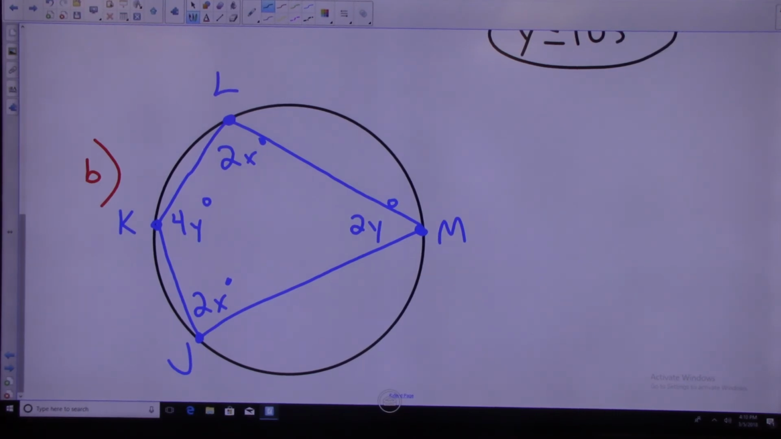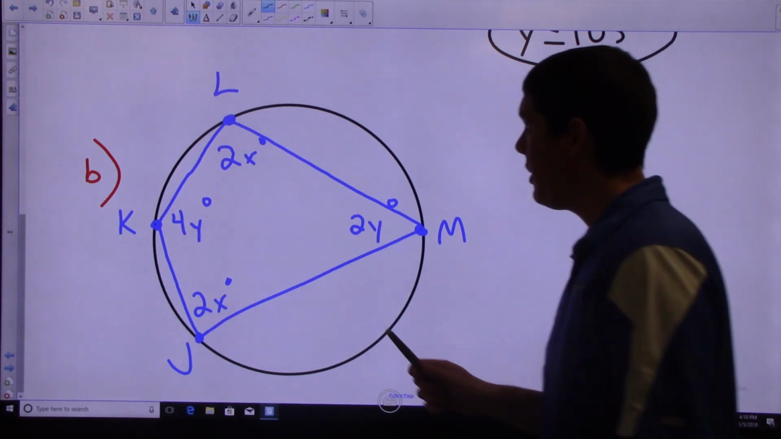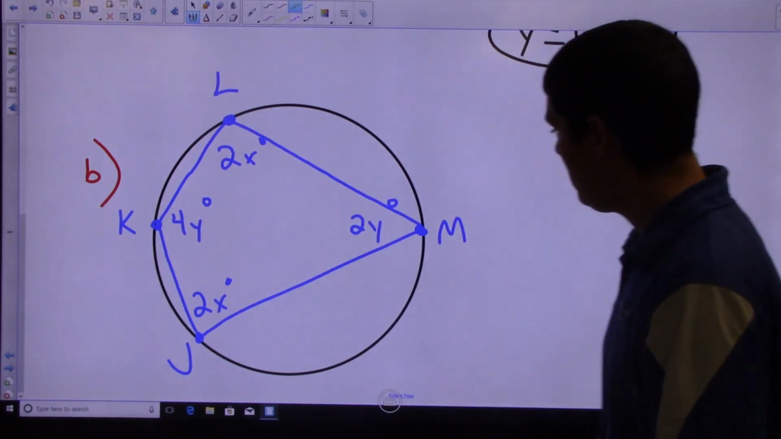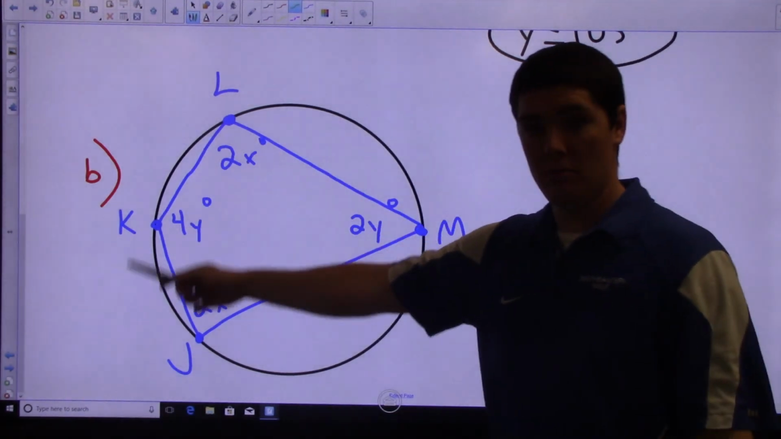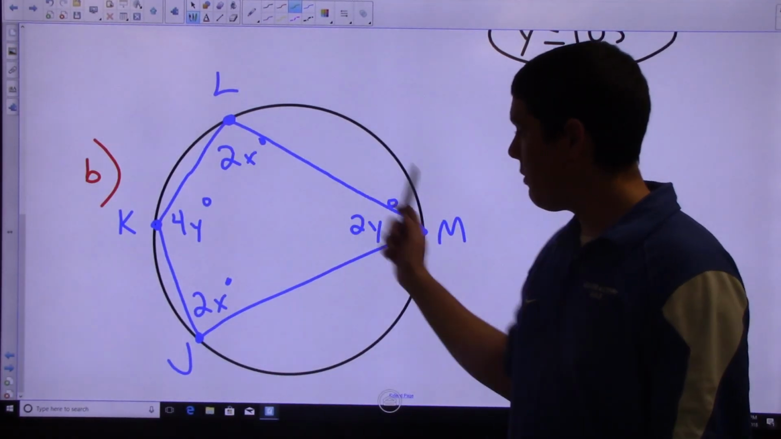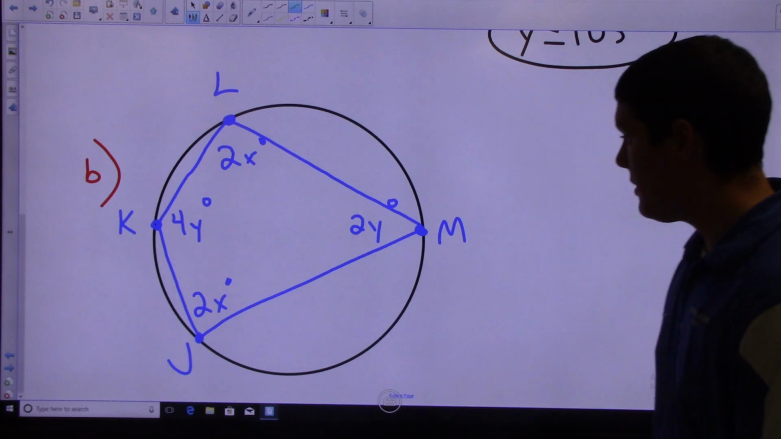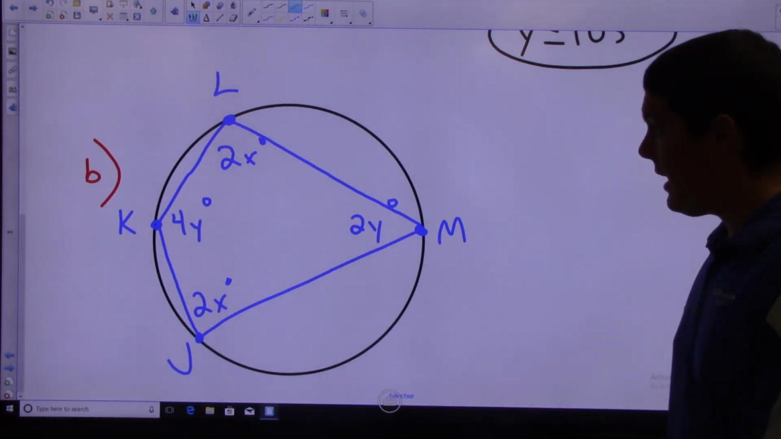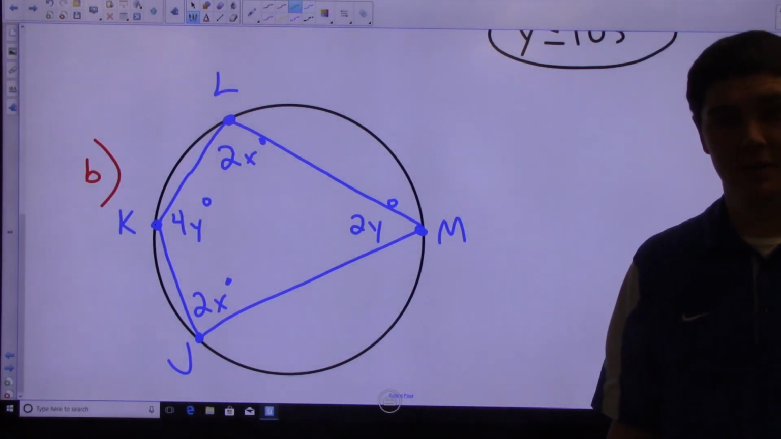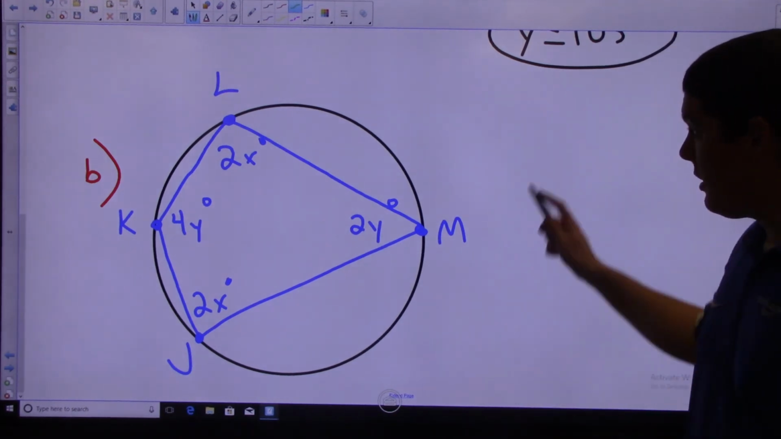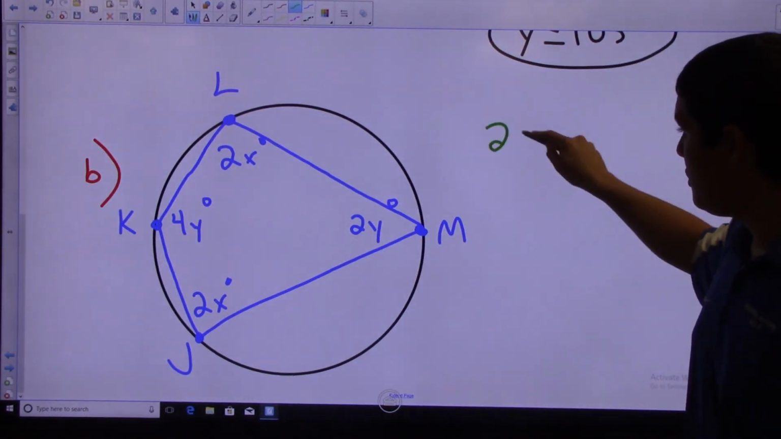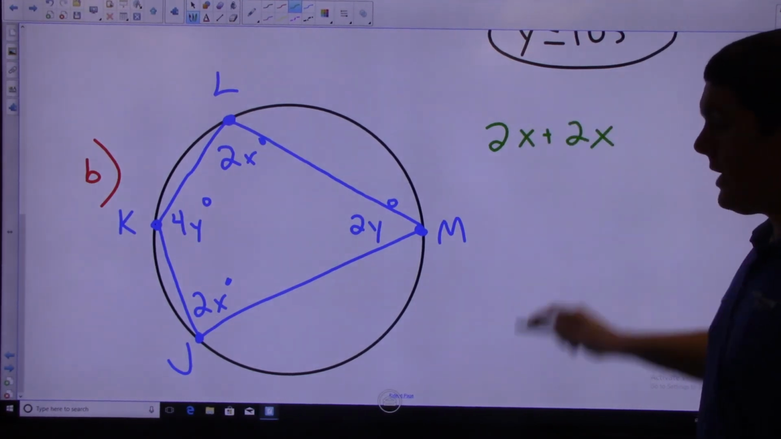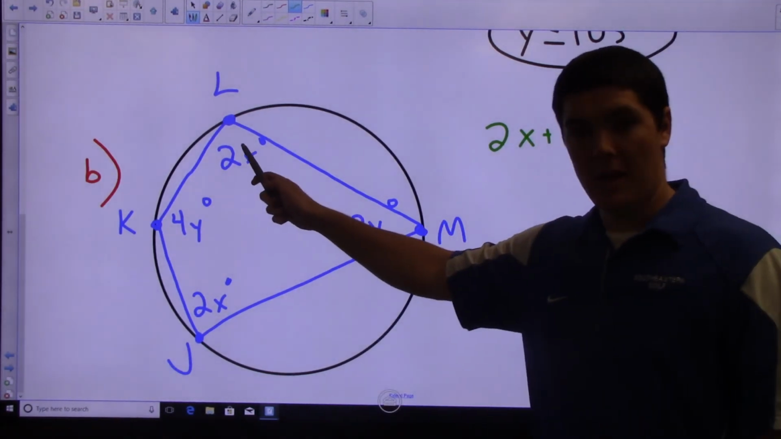All right, so hopefully you paused it. Now, here we go. So again, this is another inscribed quadrilateral. It's inscribed. We've got all four vertices on the circle, and so therefore we know the fact is if you add the opposite angles together, it should equal 180. They have to be supplementary. So 2x, the opposite angle to 2x is 2x.